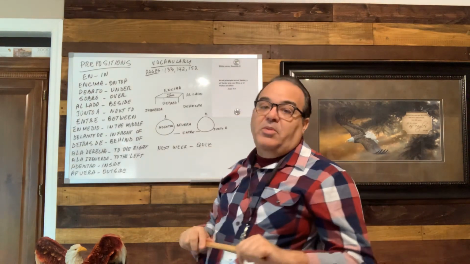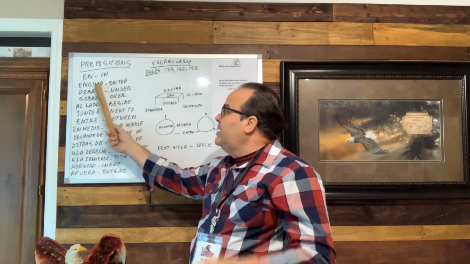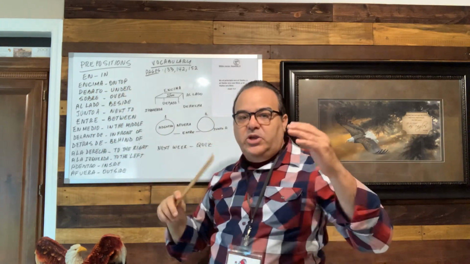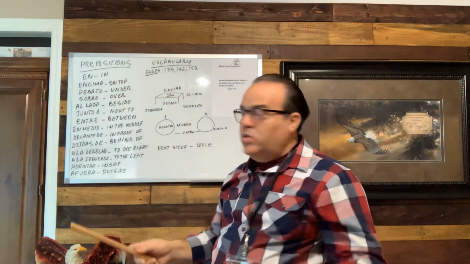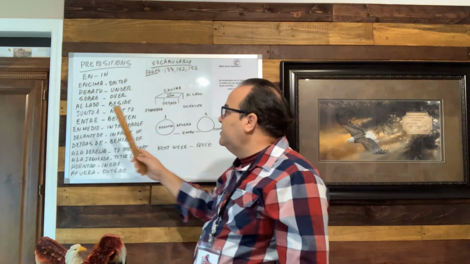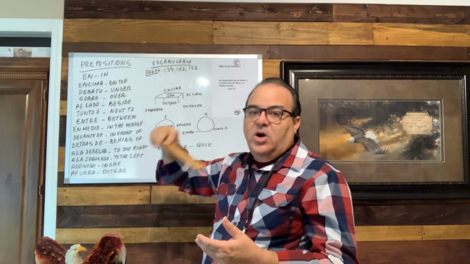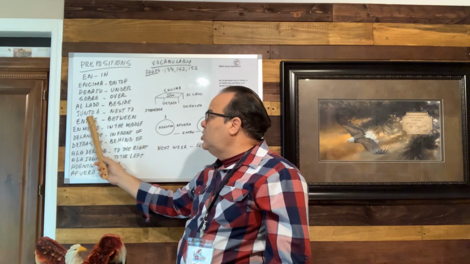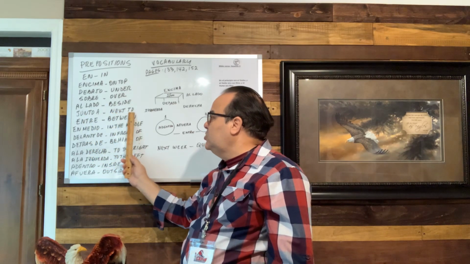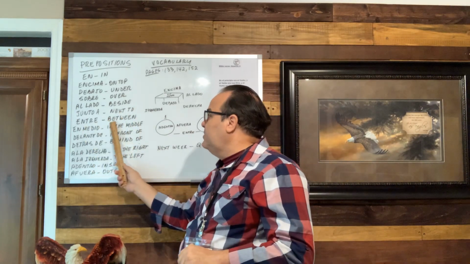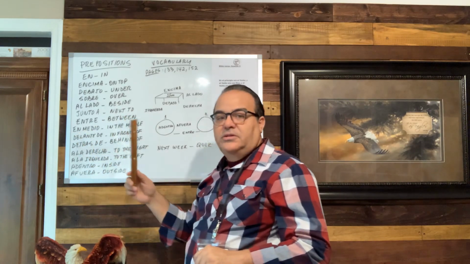So today we're going to talk about prepositions. En, that means in. Encima, that means on top. Debajo, that means under. Every word I put there is the opposite of the other one. So encima, on top; debajo, under. That's the opposite. Sobre, over. Al lado, that means beside. Junto a, that means next to. Entre, that means between. En medio, that means in the middle.